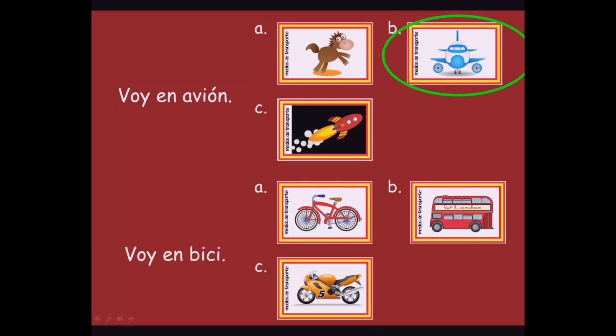And the last one here, got 3 again to choose from. Voy en bici. Is it A, B, or C? Point to the correct picture. That's right. It's picture A. Well done.